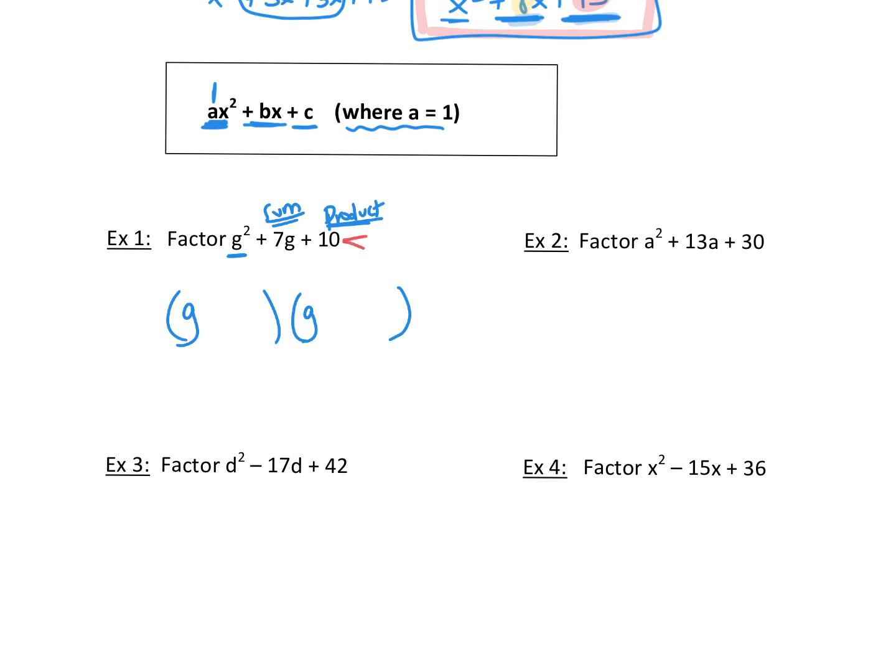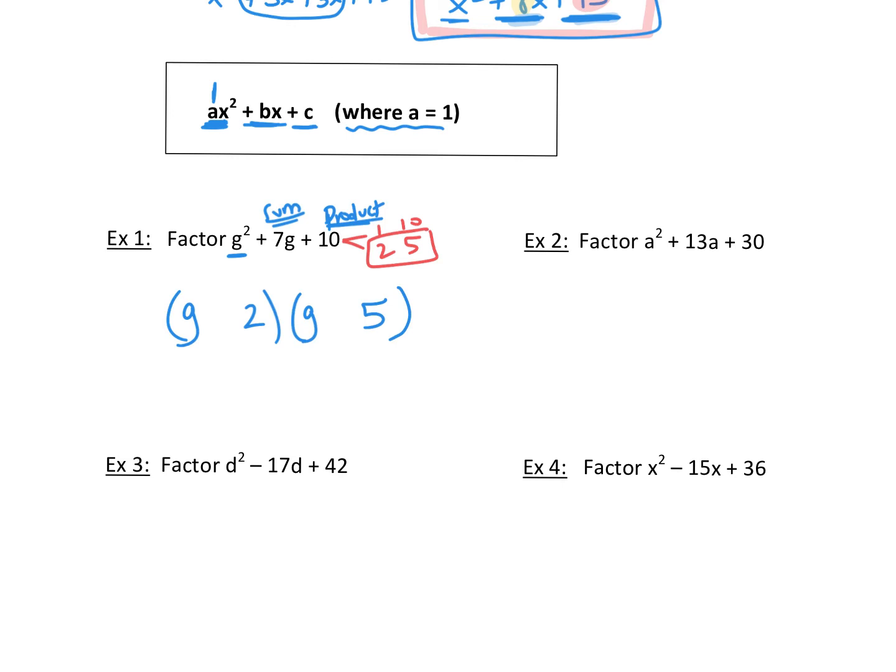What you can do is go to the constant and list its factors in order. 1 times 10 is 10. 2 times 5 is 10. Once you've listed its factors, you can look at them and say, okay, which pair has a sum of 7? Well, 2 plus 5 is 7. So that tells me that in my parentheses, I have a 2 and a 5.